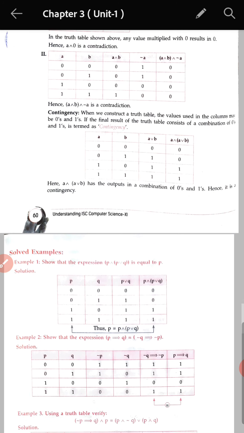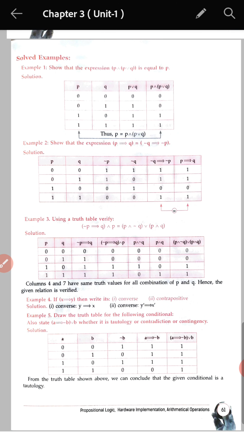See, these types of questions you are having in your book. Go through it. If you have any doubt, you can consult me. In this format, sometimes a question comes that you have to prove it. This equation is equal to P. First of all, you have to find the value of this equation. You are getting as output 0, 0, 1, 1. And 0, 0, 1, 1 is already in P also. Means both are equal.